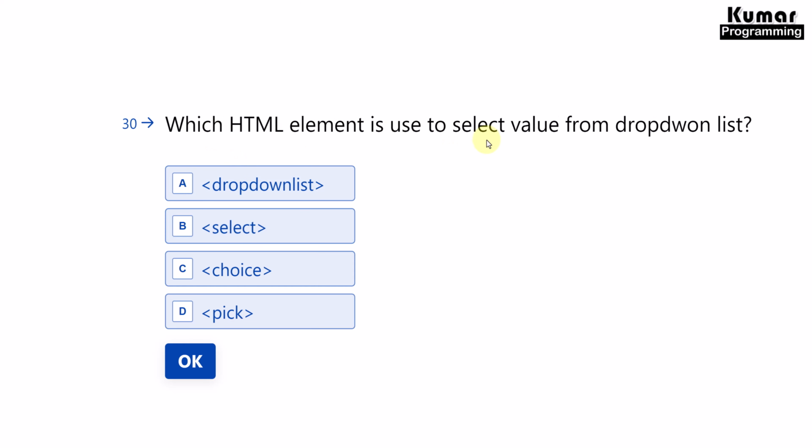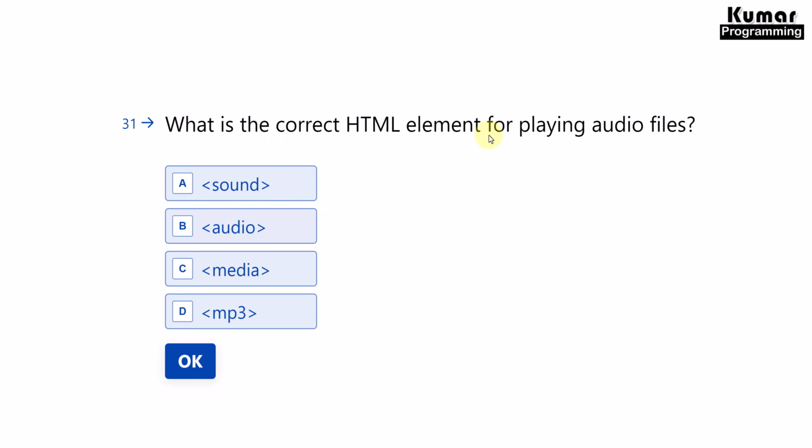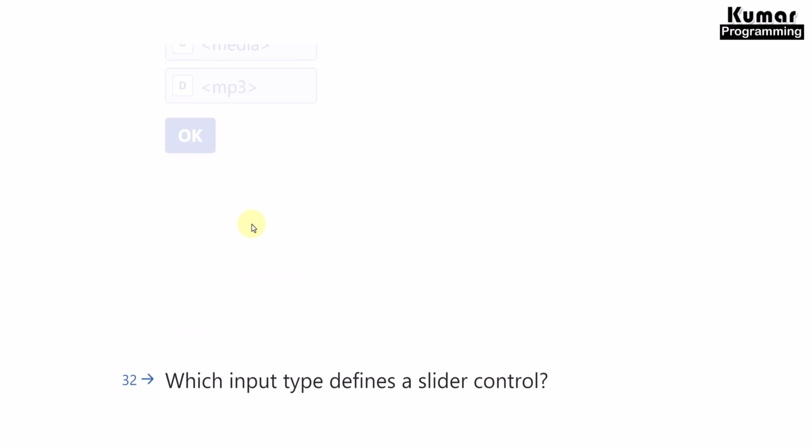Which element is used to select a value from a drop down list? Which is select. That is the correct answer. Which is the correct HTML for playing audio files? Audio tag, right? The audio element is used for playing audio files. That is the correct answer.